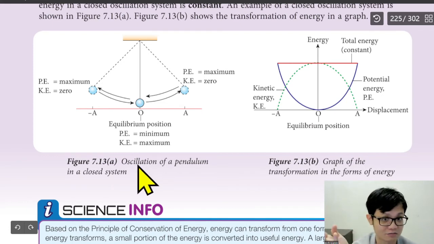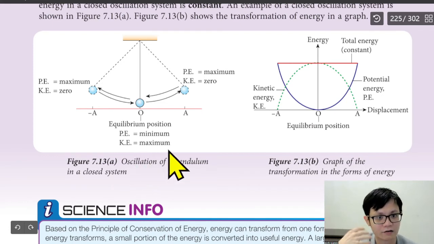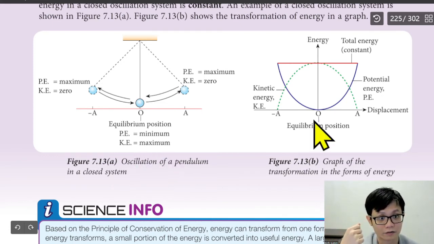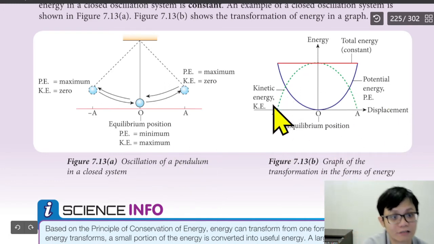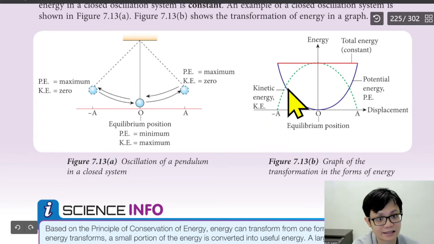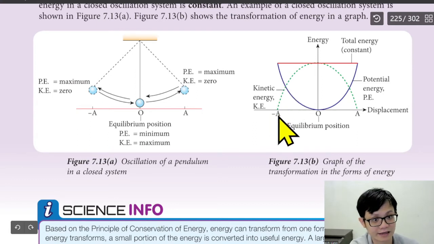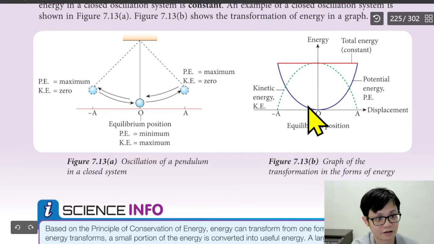You can do experiment. You can use video to count. Then you really get your answer. Okay, so this is the graph. If you want to do the experiment and calculate the energy, we can see that when the kinetic energy increase, the potential energy decrease. When the potential energy increase, the kinetic energy decrease.